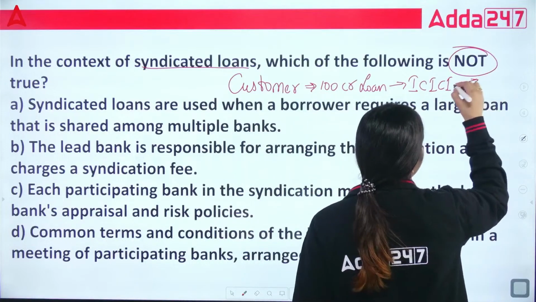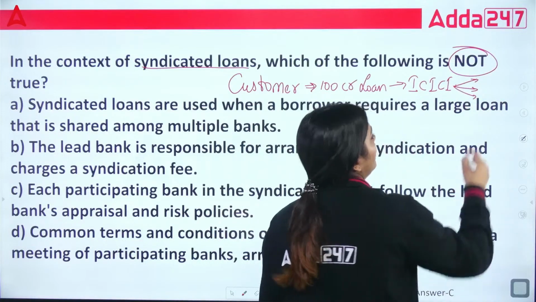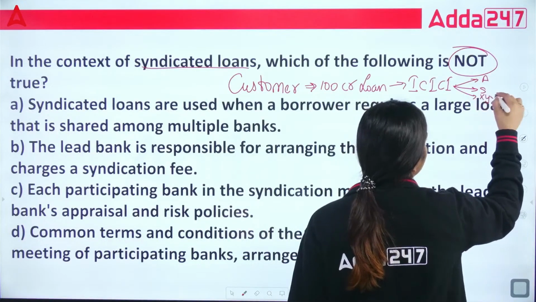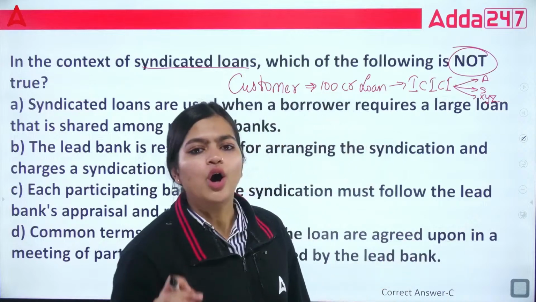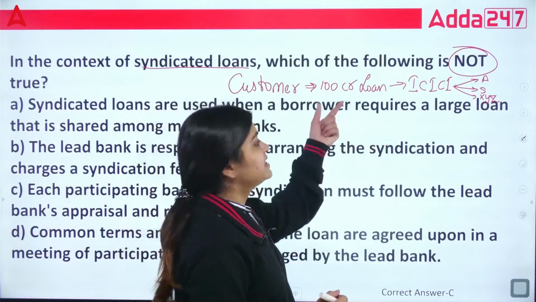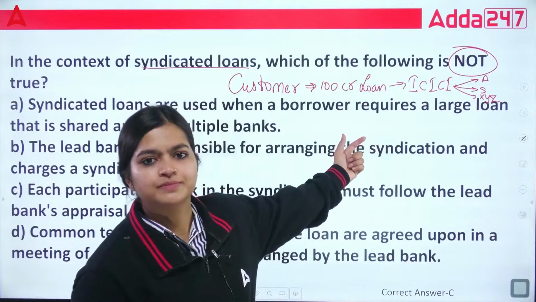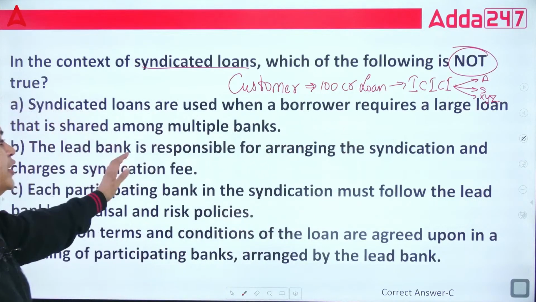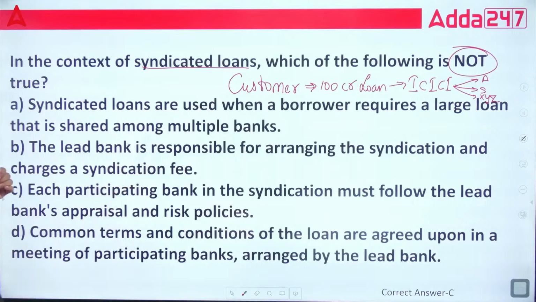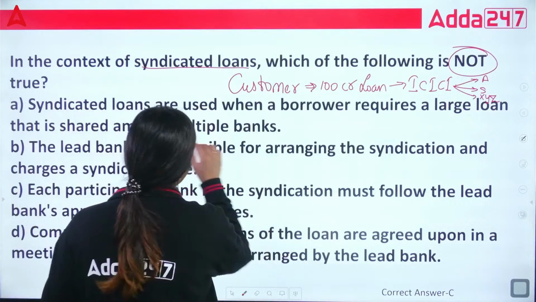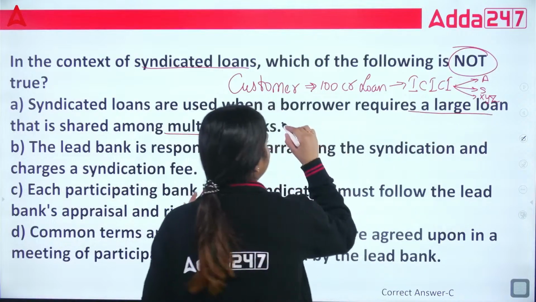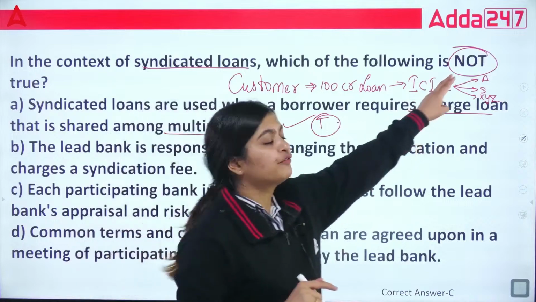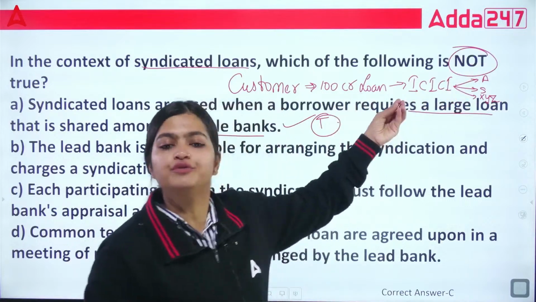ICICI will tie up with other banks also, like Axis Bank, SBI Bank, or any XYZ bank, and they all together will be sanctioning this 100 crores amount. So as per option A, syndicated loans are used when a borrower requires a large loan shared among multiple banks. That is true, as we have seen. So this is a true scenario. But we want the false one. Not true means what? False option.